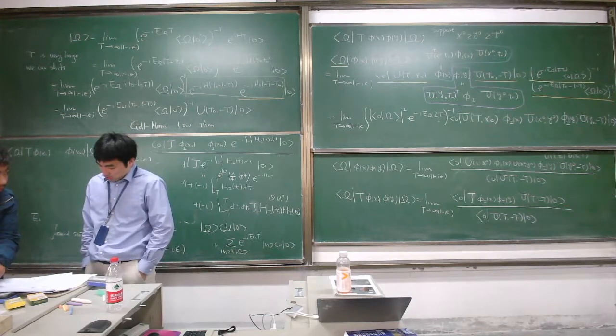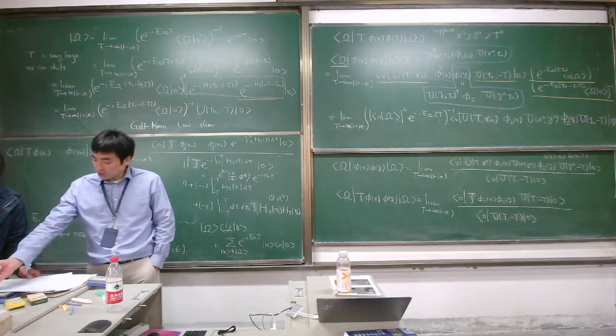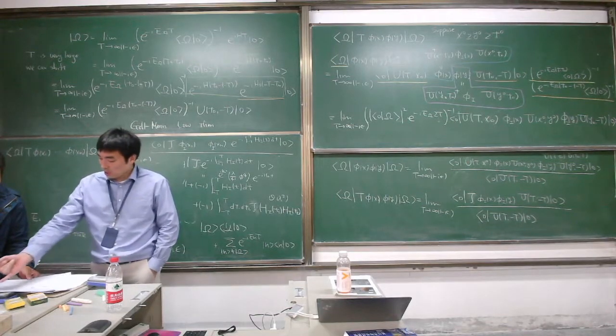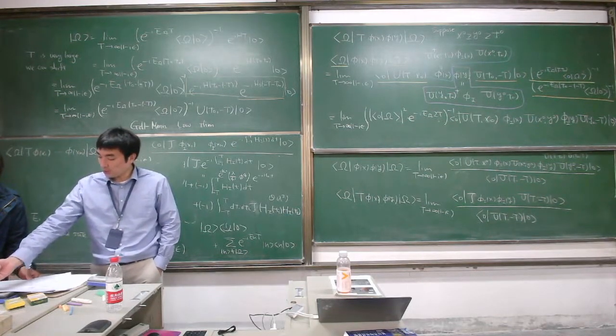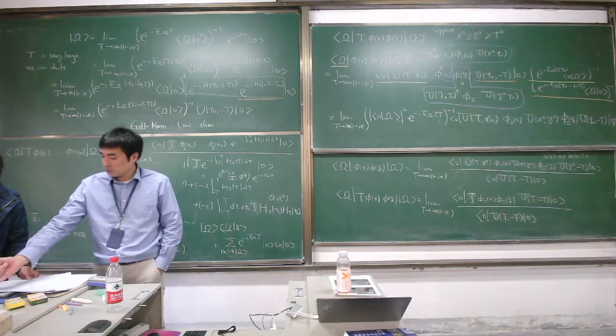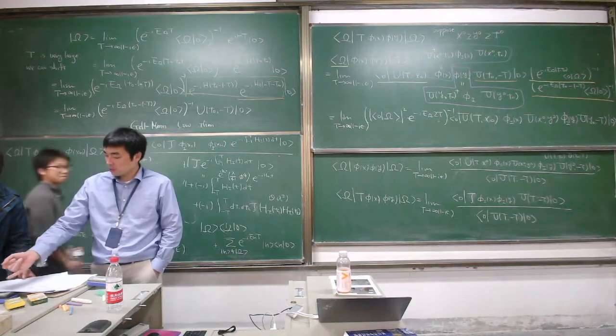H naught on the vacuum is just 0. H naught is the free Hamiltonian. This is the free vacuum, so the eigenvalue is zero. It's just one.